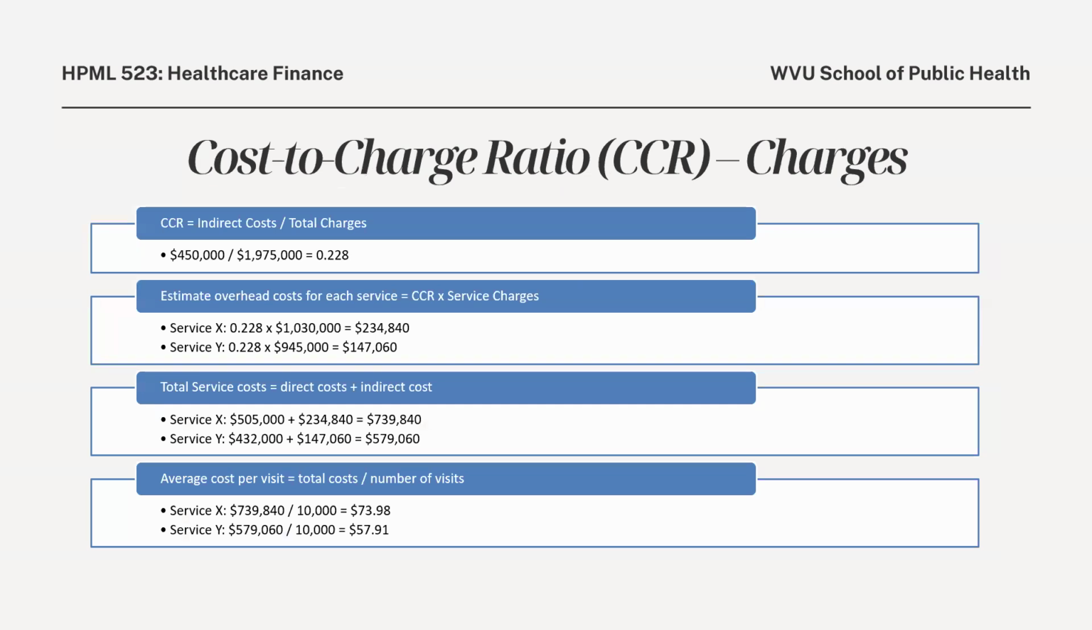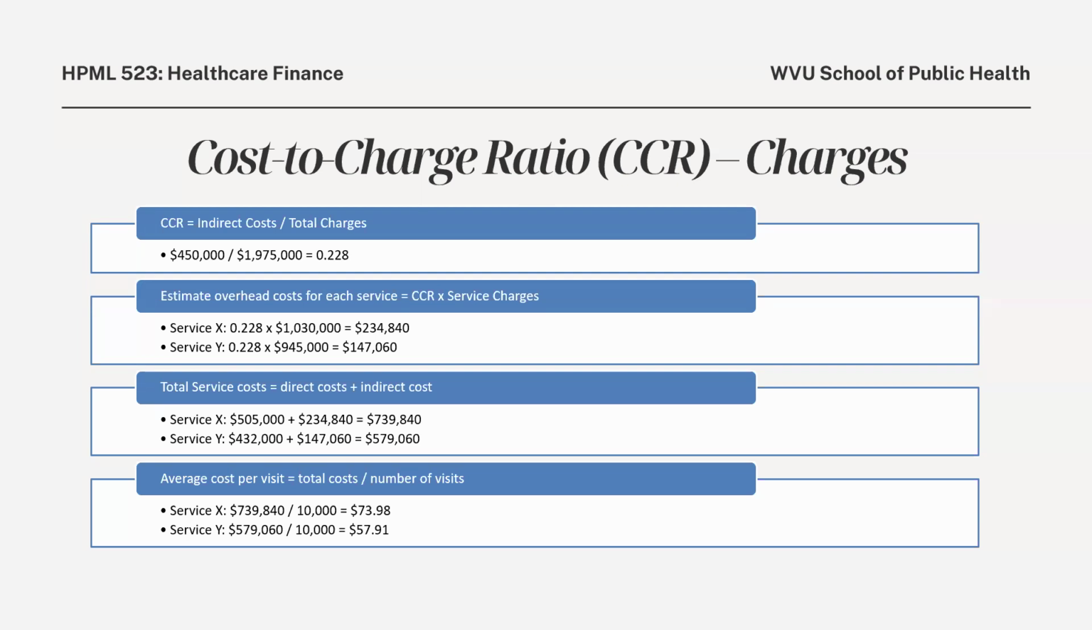For the first example, using your charges to find your cost to charge ratio or CCR, you take your indirect costs and divide them by your total charges. So you'll take the $450,000 of your indirect costs and divide it by the $1,975,000, which is your total charges. You'll get your value of 0.228 or 22.8%. You'll take that CCR and, to find your estimated overhead cost for each service, you'll multiply that CCR by your service charge.